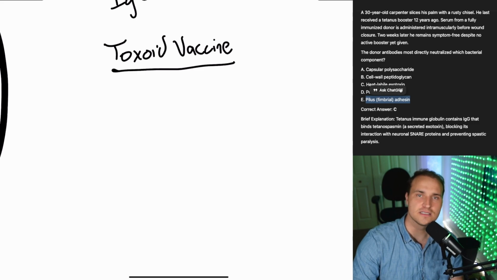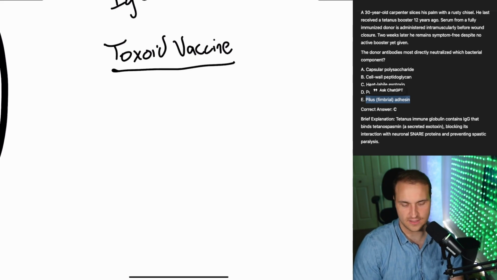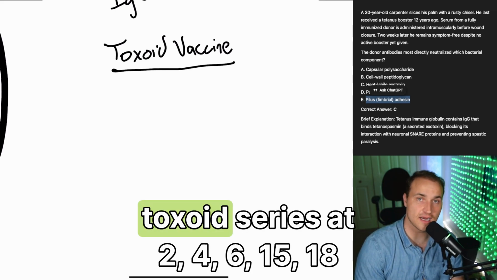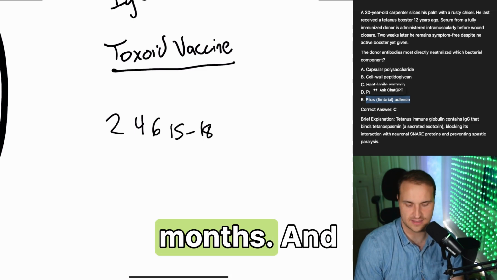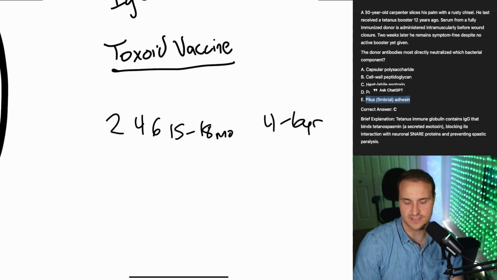Pilus adhesion, so that's kind of referring to your fimbriae. That's going to mediate your adherence in many gram negatives, but it's irrelevant to tetanus. Tetanus is really just going to be exotoxin mediated. And so the last things I want to tell you are that there's a toxoid series at 2, 4, 6, 15, 18 months. And also from years 4 to 6, you get this booster.